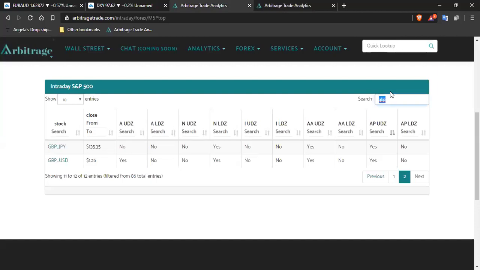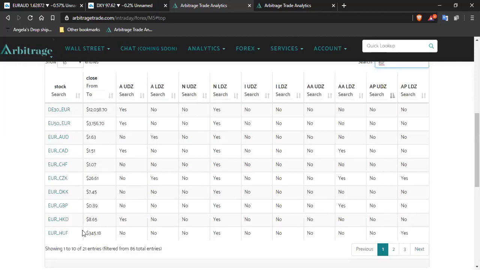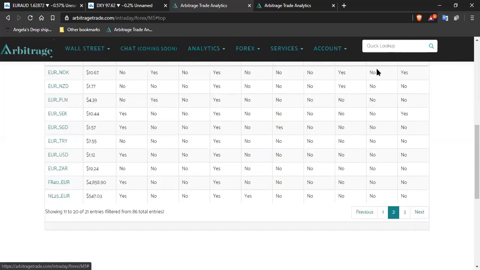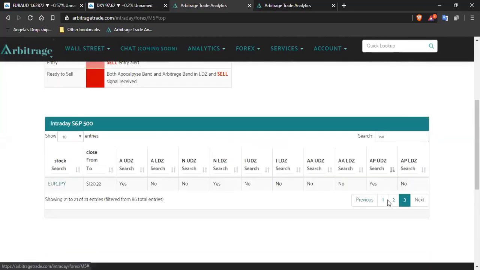Oh, euros, of course. And then euro, last but not least. No, no, no. Yes, I don't trade that. Euro F, I don't trade that. No, yes, I don't trade that either. And yes, for your JPY, that's what I wanted to see. Although, like I said, I'm a little iffy about trading JPY pairs right now.